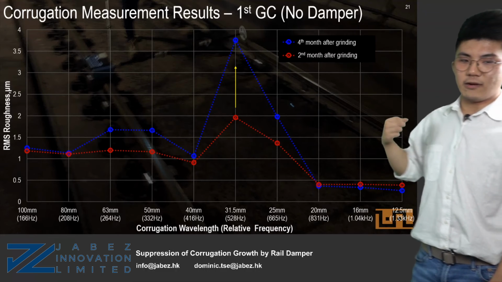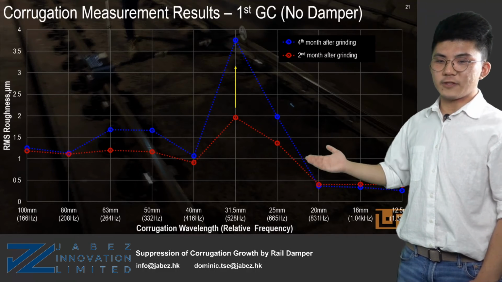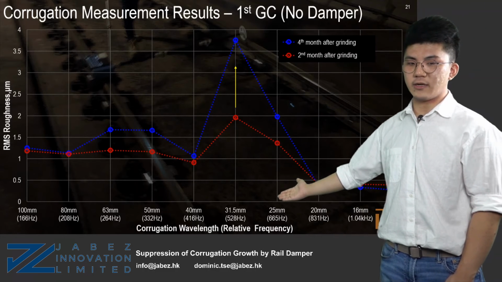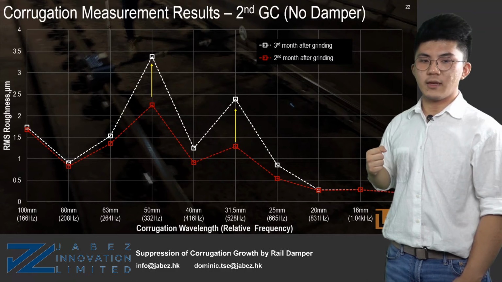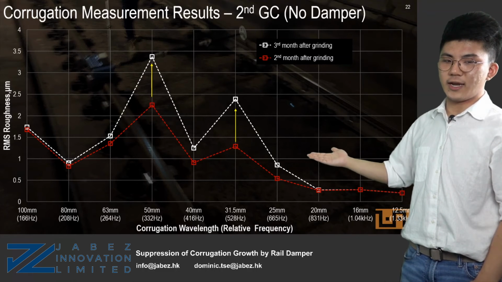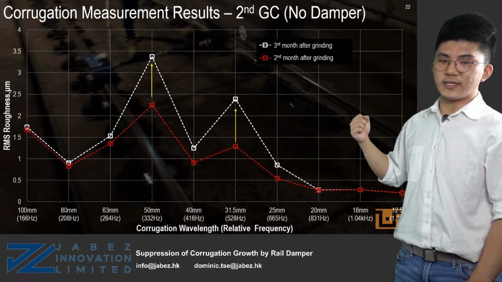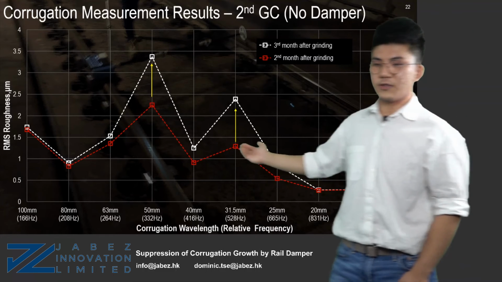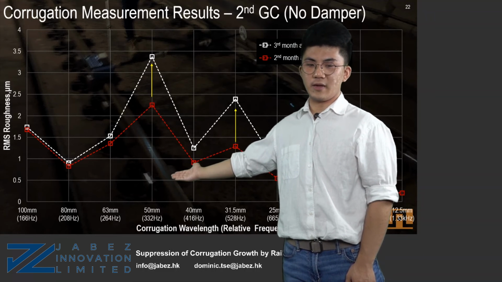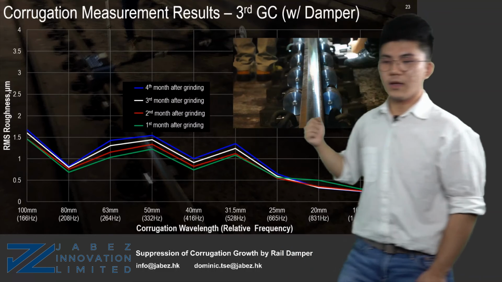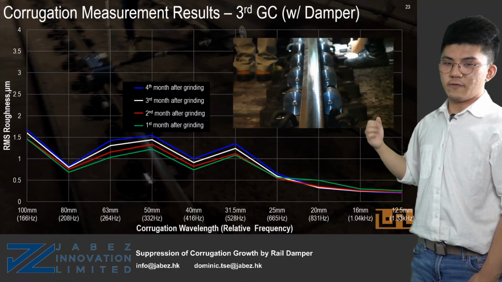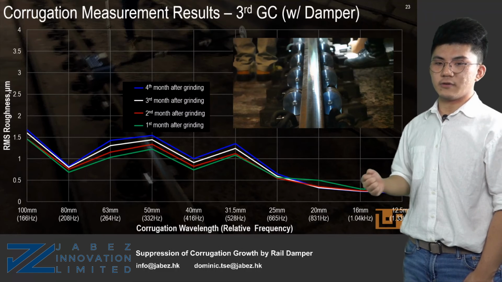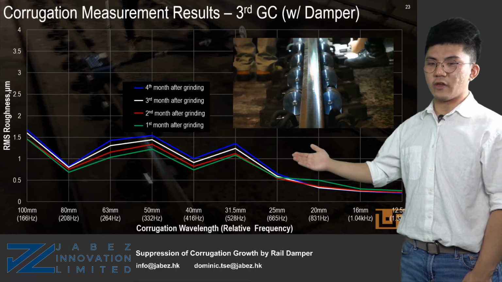Let's look in detail into the data. In the first grinding cycle without any damper installed, we can see the corrugation at 31.5 mm has grown sharply. And again, in the second grinding cycle, also without any damper installed, different from the last grinding cycle, on top of the 31.5 mm wavelength band peak, there's also a 50 mm wavelength band peak. After the rail damper has been installed for the third grinding cycle, you can see the corrugation growth has been significantly reduced. The two peaks are no longer that prominent.